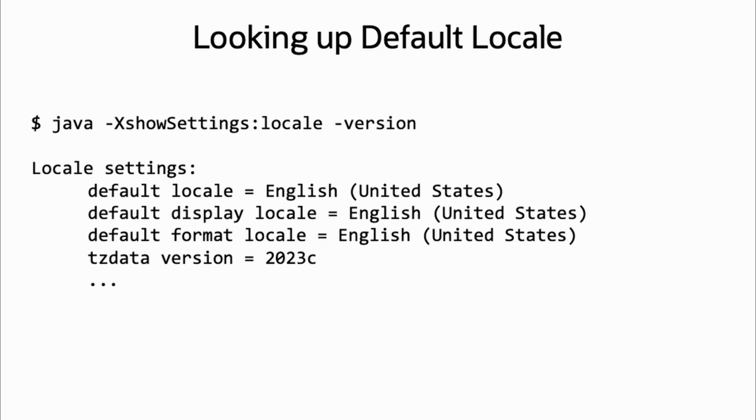In JDK 21, the VM argument -show-settings has been updated to display the default locale being used by the JVM based on system settings. So -show-settings can also be configured to narrowly show only locale data by adding :locale, like on screen. This can be a good way of debugging issues related to localization by verifying which locale the JVM is using by default. Note that all available locales are also displayed, which has been omitted for readability.